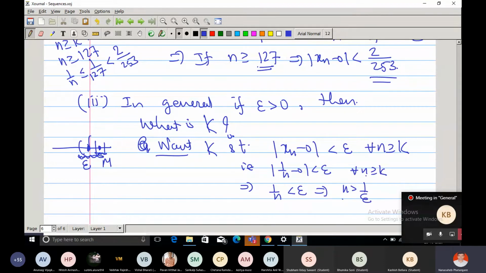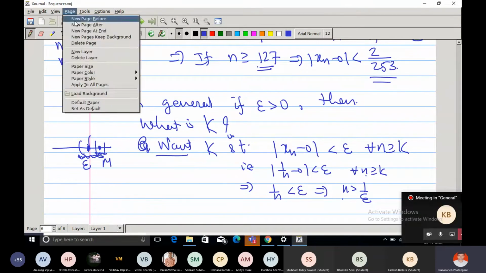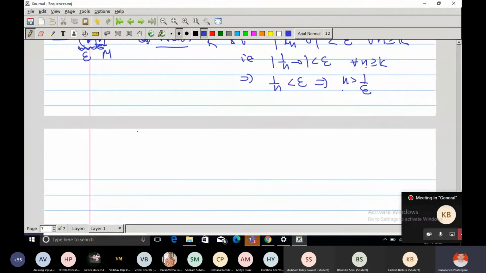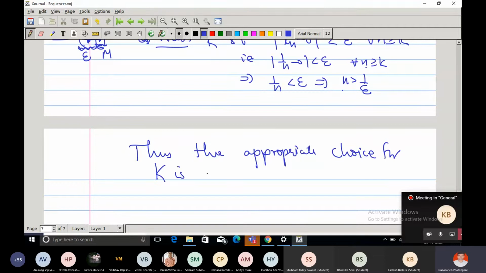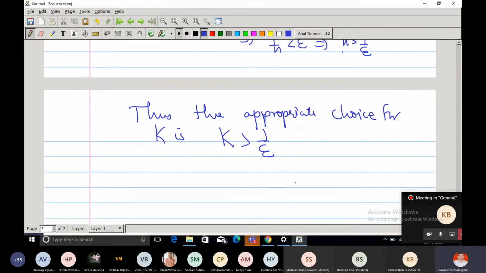So for what n is this going to happen? n is greater than 1 by epsilon. So what is the choice for k? Thus the appropriate choice for k is k greater than 1 by epsilon. So you choose any natural number greater than 1 by epsilon, right? But remember that k is a natural number, k belongs to N and k is greater than 1 by epsilon.